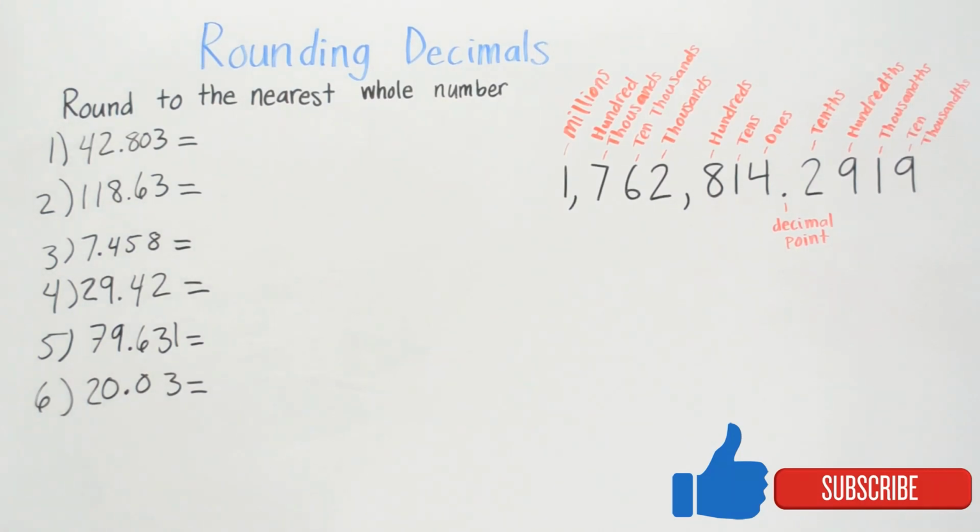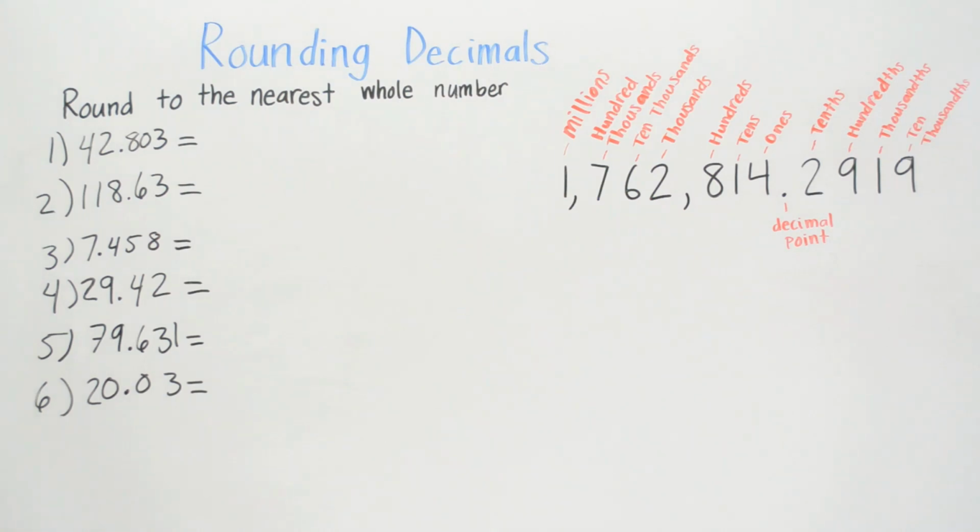Today's video, we're going to be working on rounding decimals. In this example, we're going to round to the nearest whole number. On the first one, we have 42.803. On the second one, we have 118.63. On the third one, we have 7.458. On the fourth one, we have 29.42.